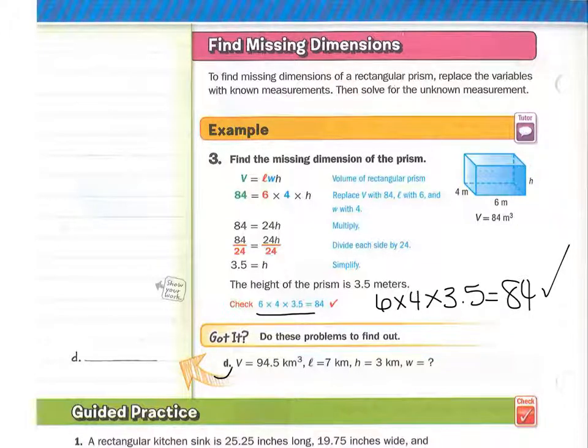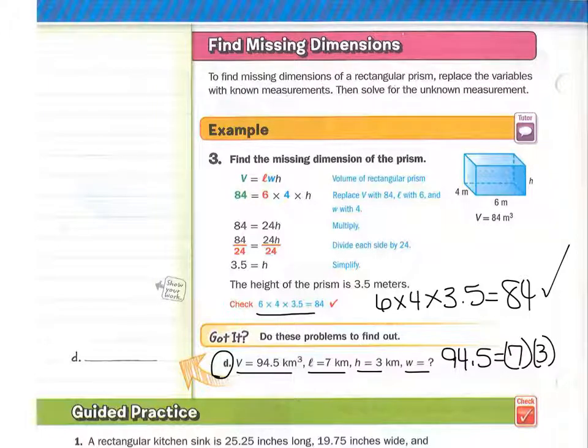Let's have you try this problem on your own to see if you can do this. The volume is 94.5 kilometers cubed. The length is 7 kilometers. The height is 3. What is the width? So set your problem up. Let's write it out. 94.5 equals 7 times 3 times W. So solve that out a little bit. 94.5 equals 21W, and solve for W. Come back and check your answer with Freddie as soon as you have finished.